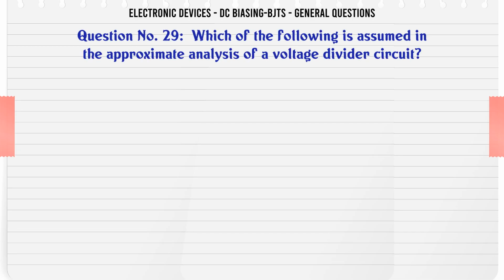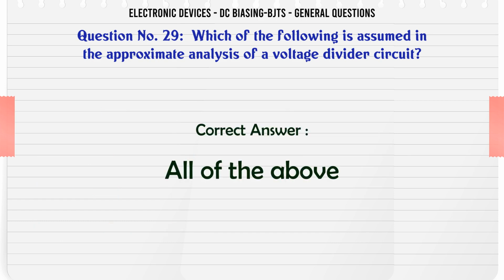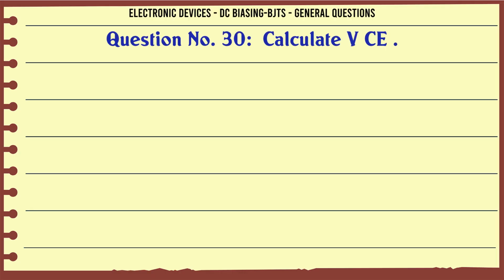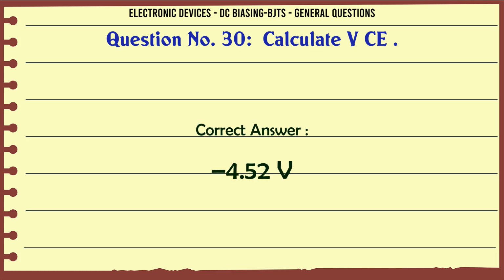Which of the following is assumed in the approximate analysis of a voltage divider circuit? A IB is essentially 0 amperes. B R1 and R2 are considered to be series elements. C RE is 10 times R2. D all of the above. The correct answer is all of the above. Calculate VCE. A 4.52 V, B 4.52 V, C 4.48 V, D 4.48 V. The correct answer is 4.52 V.